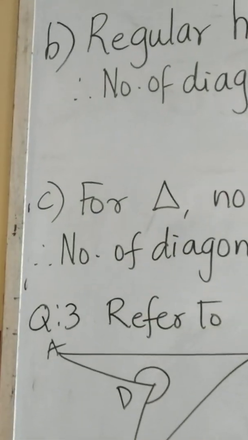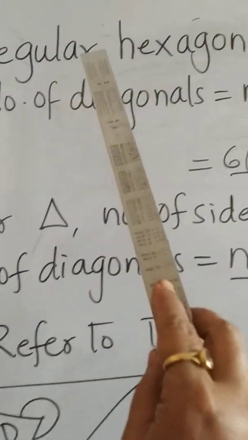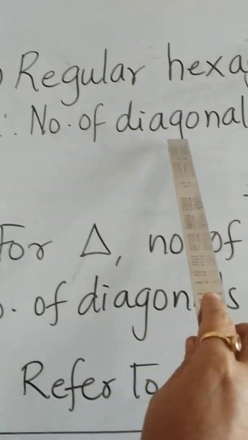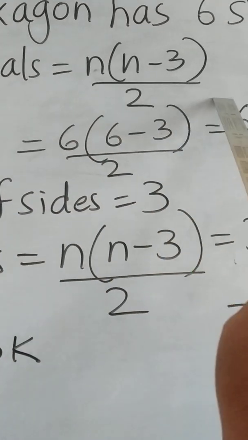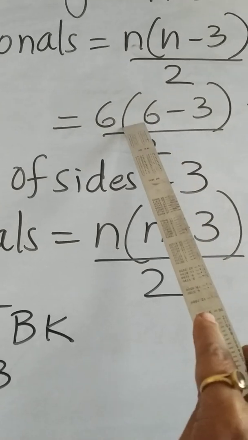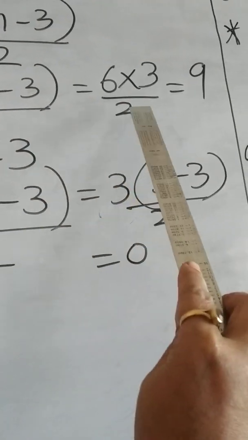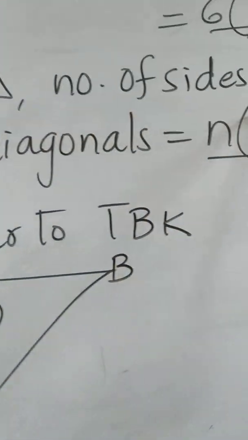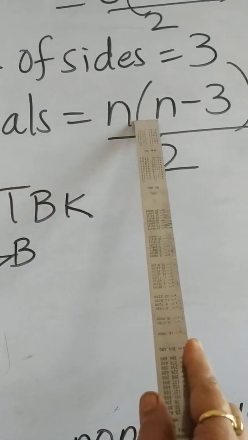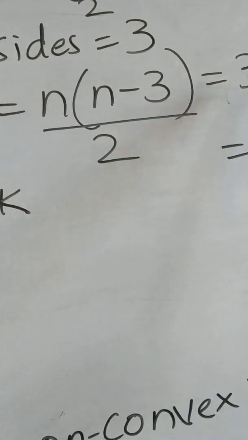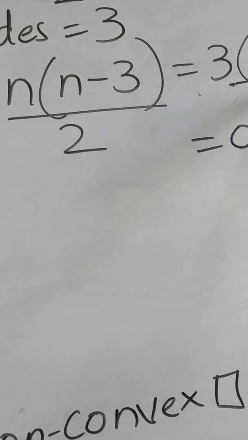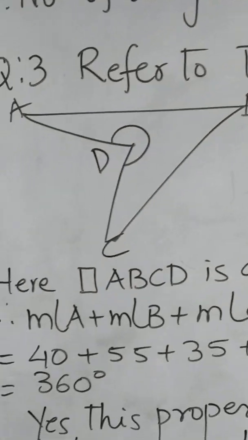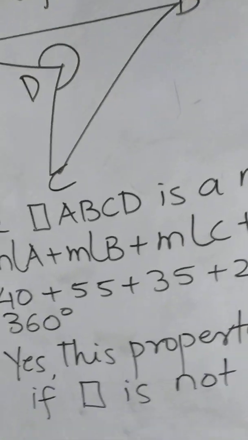Now we go to the B part. A regular hexagon has how many sides? 6 sides. So the number of diagonals will be n(n minus 3) upon 2. What is n? 6. 6(6 minus 3) upon 2. So we get 6 into 3 upon 2, that is 9. For a triangle, how many sides are there? 3. So the number of diagonals is n(n minus 3) upon 2, equal to 3(3 minus 3) upon 2. So you get the number of diagonals 0. Is it clear?